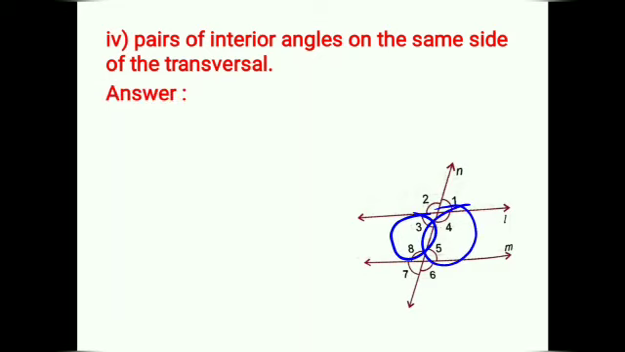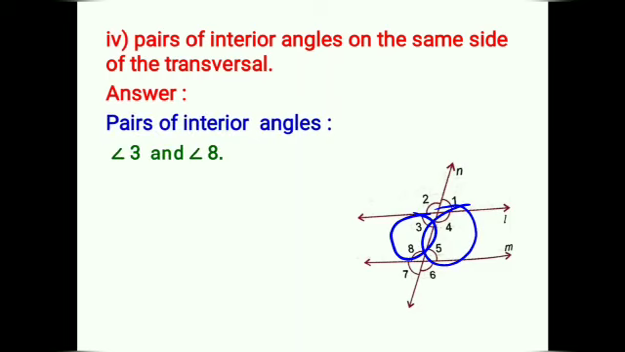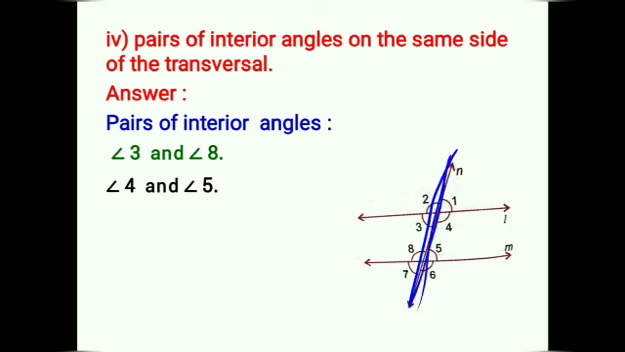So that means your answer is the pair of interior angles: angle 3 and angle 8, angle 4 and angle 5. Interior means these 4 angles, and we have to calculate on the same side of this transversal. So n is a transversal, same side here 3, 8, 4, 5. So this is the answer of question number 4.